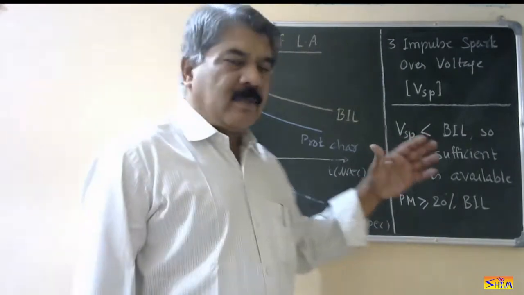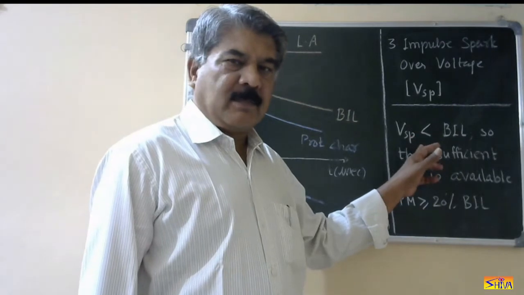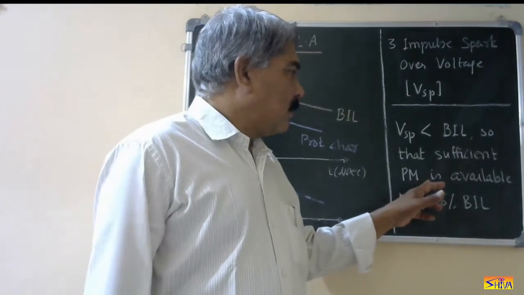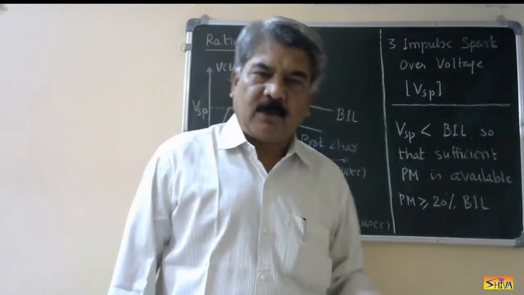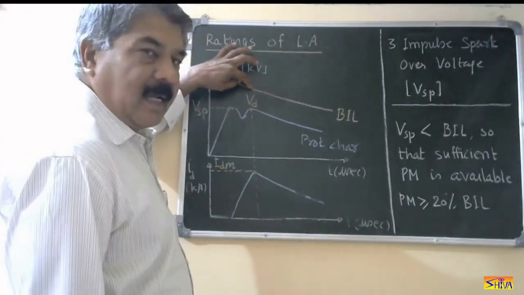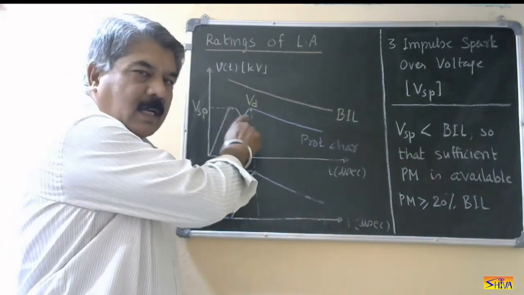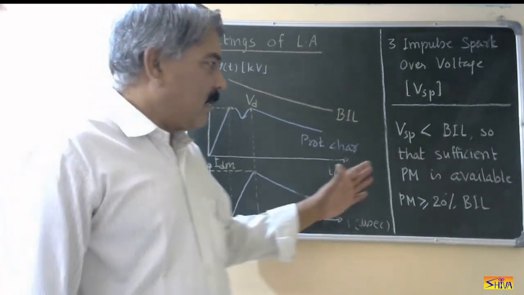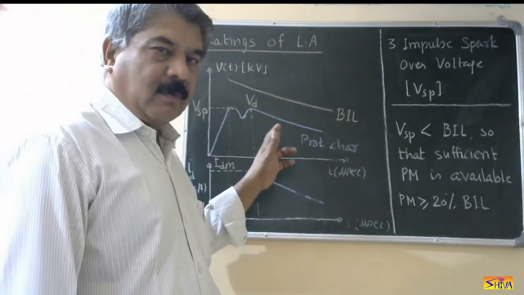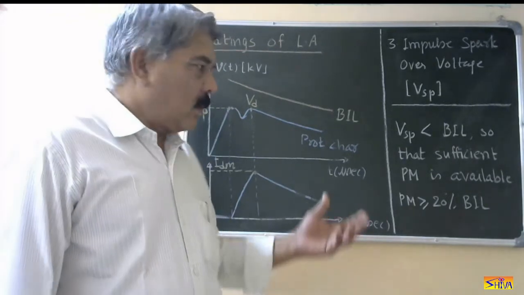Now, it depends on the BIL. Now, how to select it? Impulse spark over voltage should be less than BIL so that sufficient protection margin is available. Now, protection margin I will explain in the last to last class. Protection margin is BIL minus discharge voltage. Now, discharge voltage and spark over voltage are almost equal. Therefore, we can roughly say that protection margin is BIL minus spark over voltage as well as BIL minus discharge voltage.